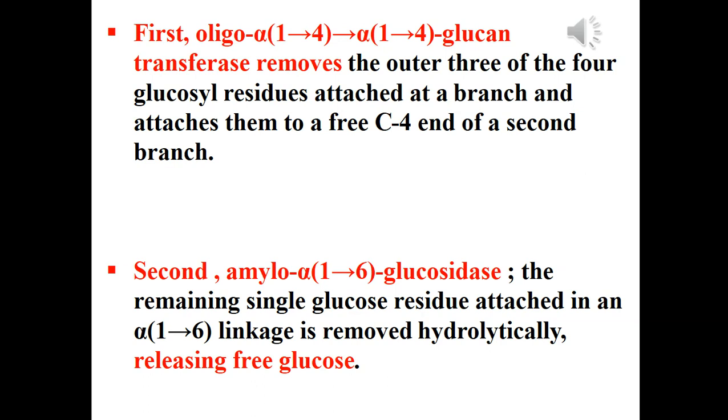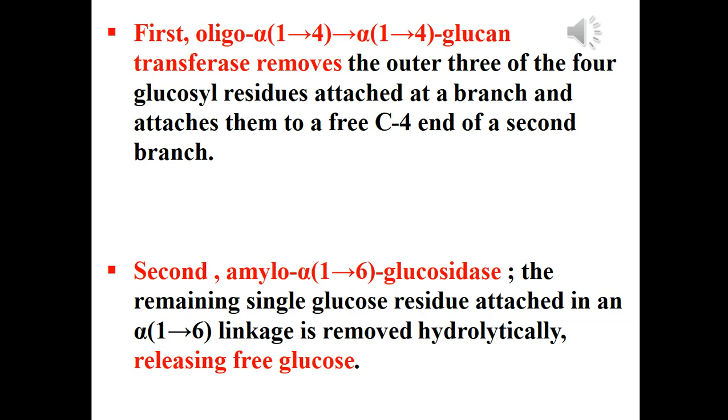It has two activities. First, oligo alpha-1,4 glucan transferase removes the outer 3 of 4 glycosyl residue attached at a branch and attaches them to a free carbon number 4 end of a second branch. So it does not move the alpha-1,6 linkage point, but the three or four after it, and attaches them to the other branch, so that the free residue is exposed and can be released.